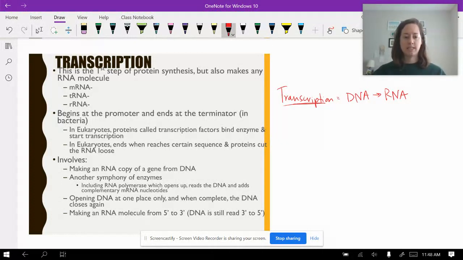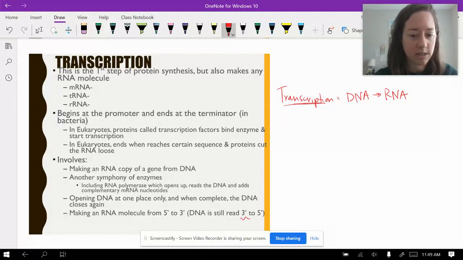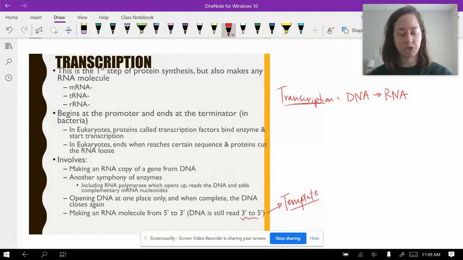And this always happens in the 5' to 3' direction, the production. So the DNA is read from 3' to 5', just like the leading strand would have been in replication. So it doesn't have to be copied backwards in fragments. It's always copied forward. So the 3' to 5' strand is the template strand. And it always is the template strand, so that the mRNA always ends up being 5' to 3'.